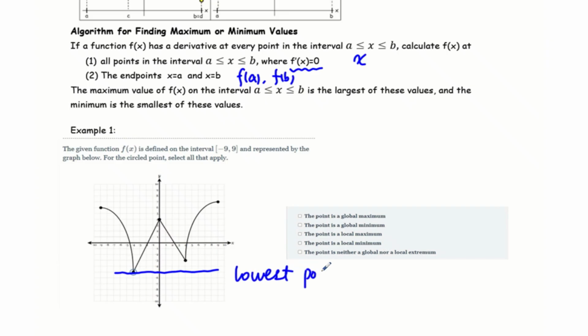So for the lowest point, we know that is a minimum. And this is a global minimum point, so it is an absolute minimum. Also we call it global minimum. And all the global minimum or absolute minimum, they are the local or relative minimum.